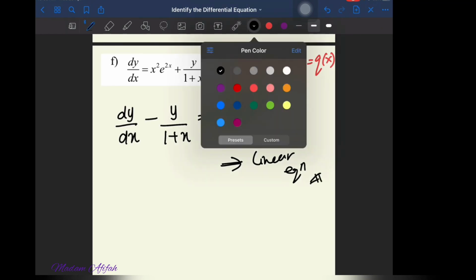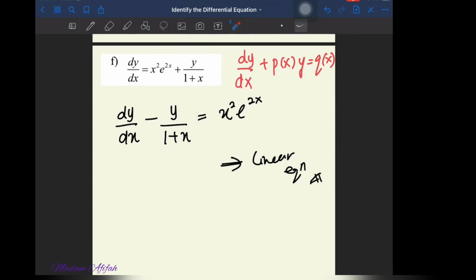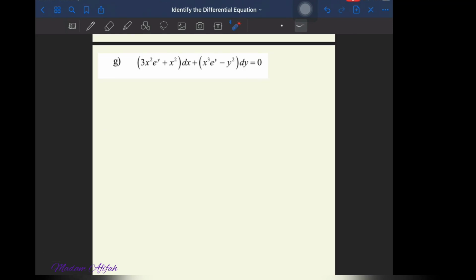Okay, why this is a linear equation? Because you can write in the general form of linear equation, the highest power of y is 1, and you have a function of x on the right hand side. And the last one, T.